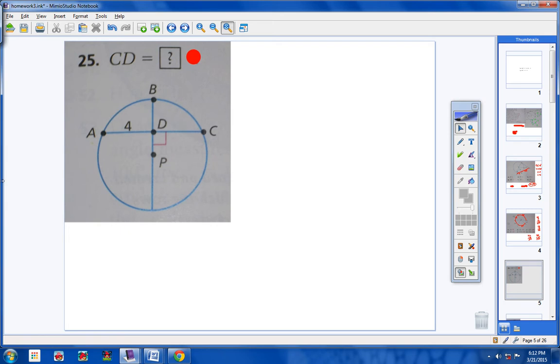measure of CD. Alright, so here we go, CD. Now, what we've learned is this. We've learned that whenever a diameter, and this is a diameter, is perpendicular to a chord, and it's definitely perpendicular to a chord because of the right angle right here, this diameter cuts the chord in half, and it cuts this arc in half also. Got it? So, if AD is 4, then DC or CD also has to be 4. Okay, that's from a theorem that we learned.